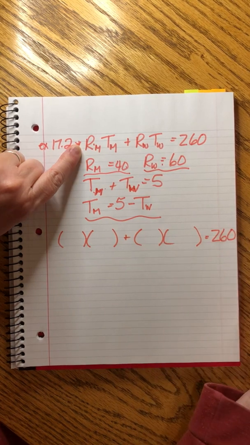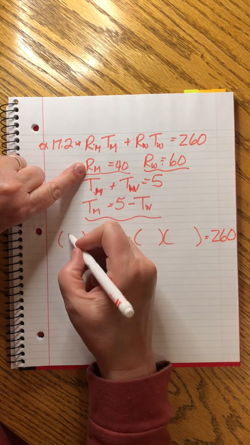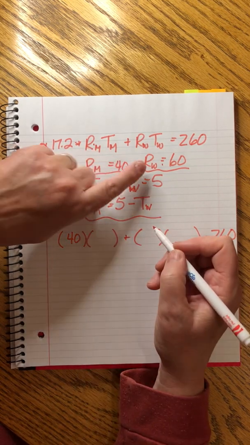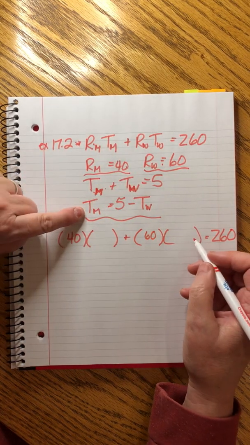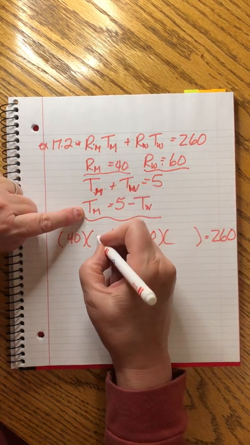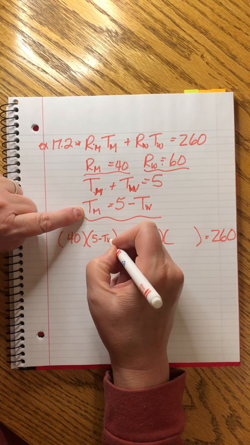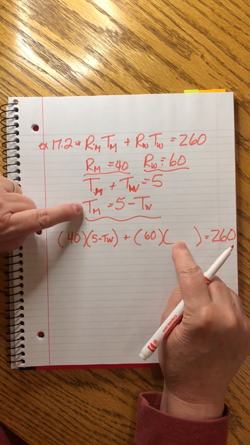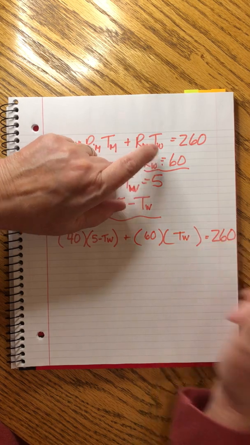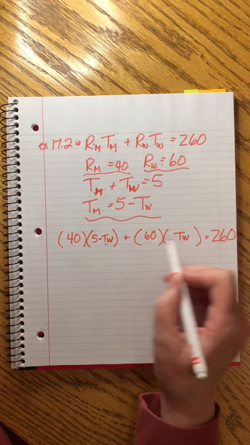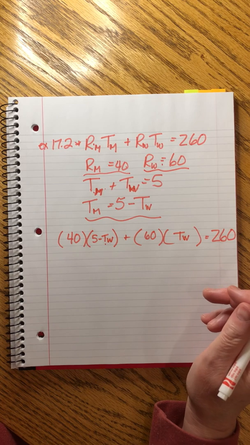So RM is 40. That goes in here. RW is 60. That goes there. TM, that's this one, is 5 minus TW. And then I don't have anything left to put into this one, so I just put the TW in. And I get all excited because I go, oh, look, those match. So it's going to work out.